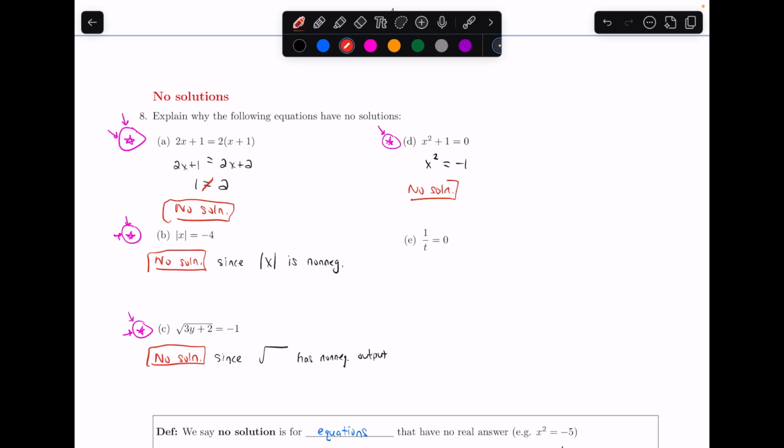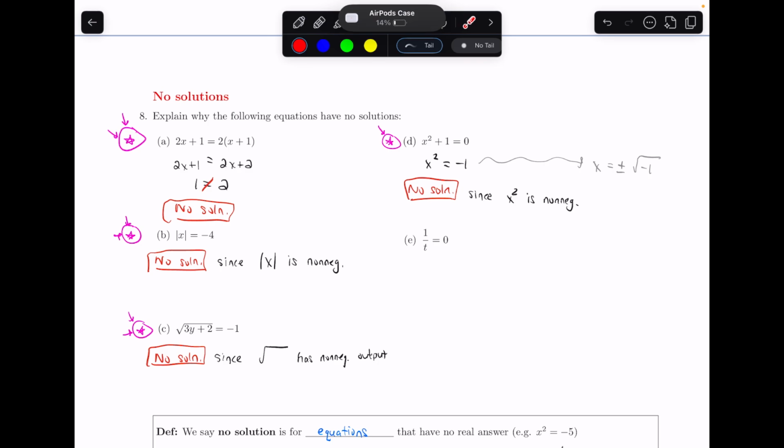No solution since x squared is non-negative. So very similar reasoning. There's another way we could have gotten this, which is we could have square rooted both sides. I would have gotten x on the left. I would have gotten plus or minus, because I square rooted both sides, a root of -1. But we've seen that we can't do a square root of a negative number. Okay, so this is undefined.